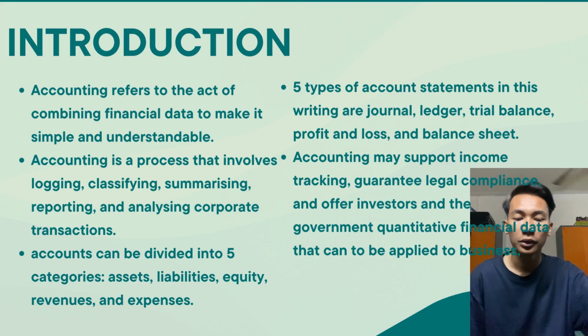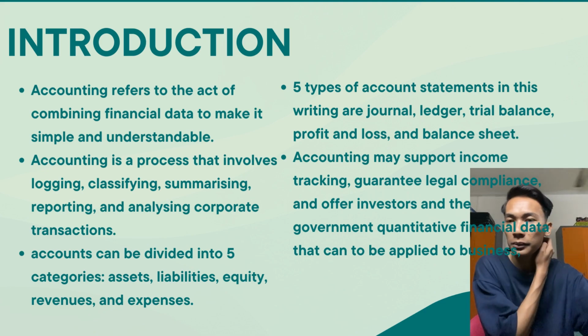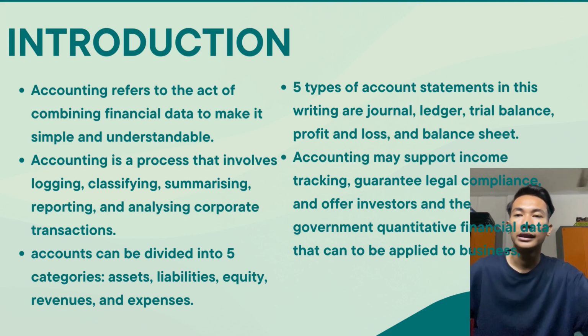For introduction, I want to introduce that accounting refers to the acts of combining financial data to make it simple and understandable. Accounting is a process that involves logging, classifying, summarizing, reporting, and analyzing corporate transactions. Accounts can be divided into 5 categories: assets, liability, equity, revenues, and expenses. The 5 types of account statement in this writing are journal, ledger, trial balance, profit and loss, and balance sheet. Accounting may support income tracking, guarantee legal compliance, and offer investors and the government quantitative financial data that can be applied to the business.